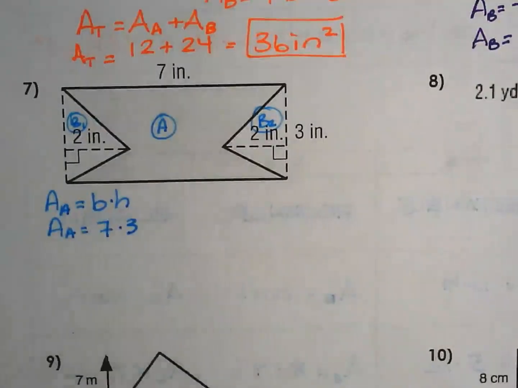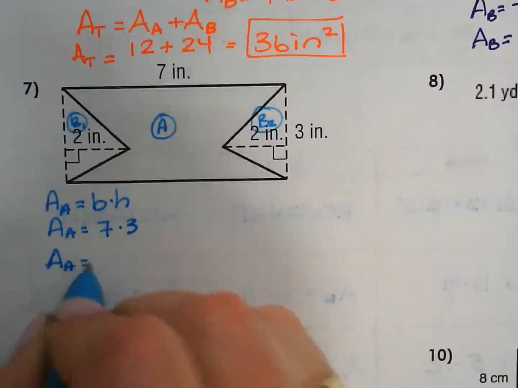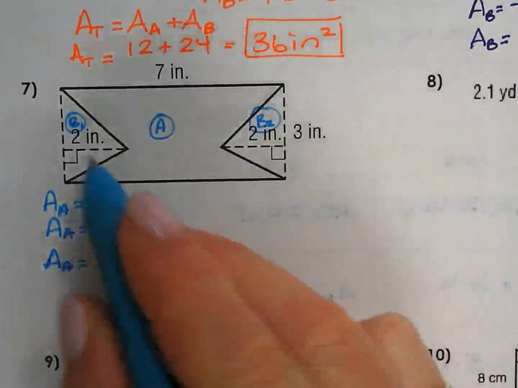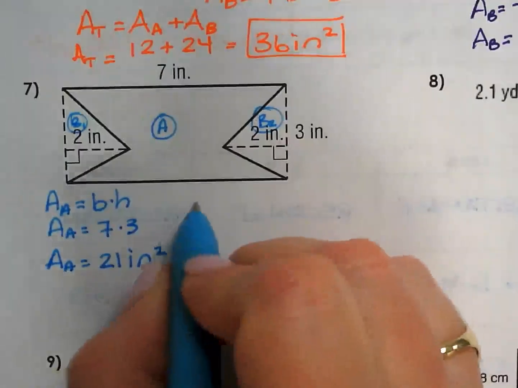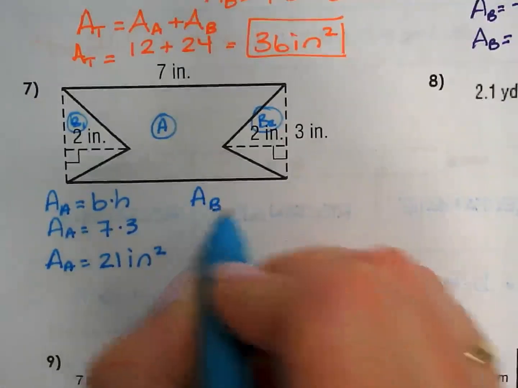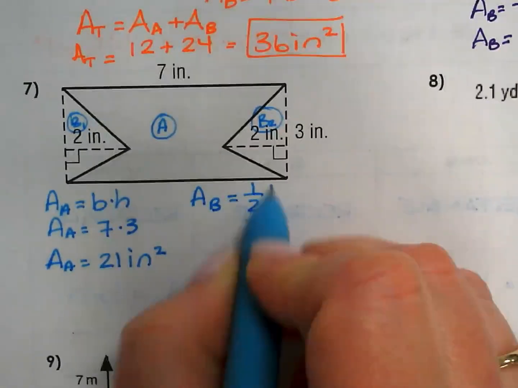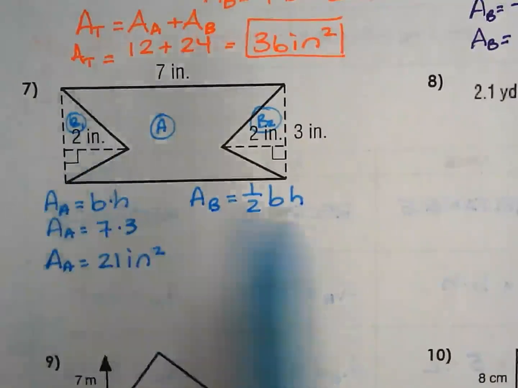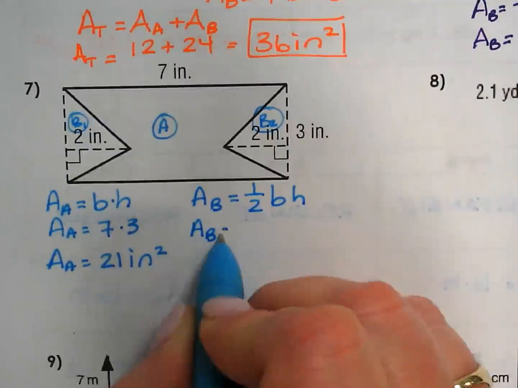So the area of the rectangle equals 21 inches squared. Okay. Now the shape B1 or B2, both of them, so the area of the B's is 1/2 base times height because again it is a triangle. So the area of B, either 1 or 2, is 1/2.